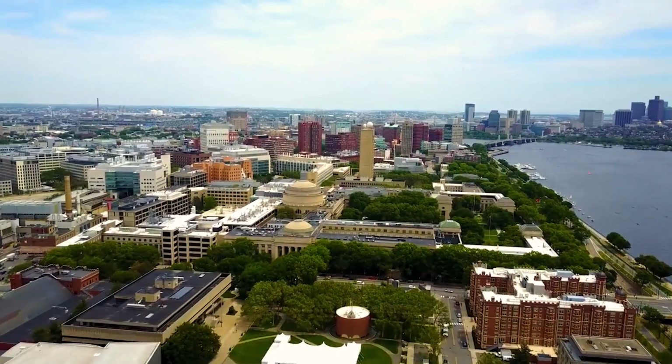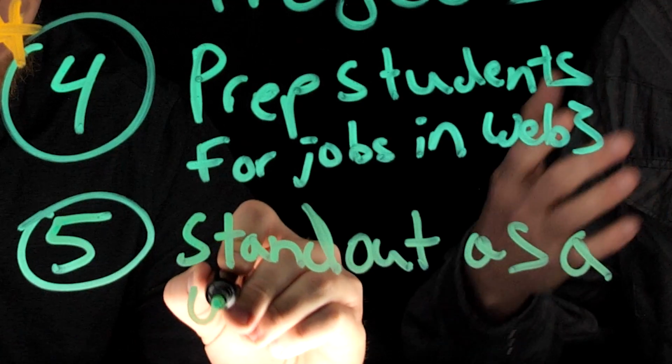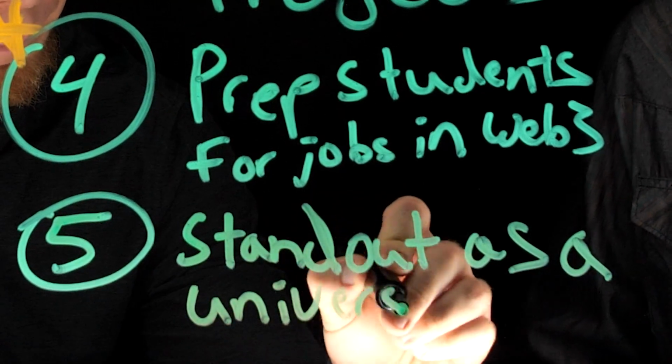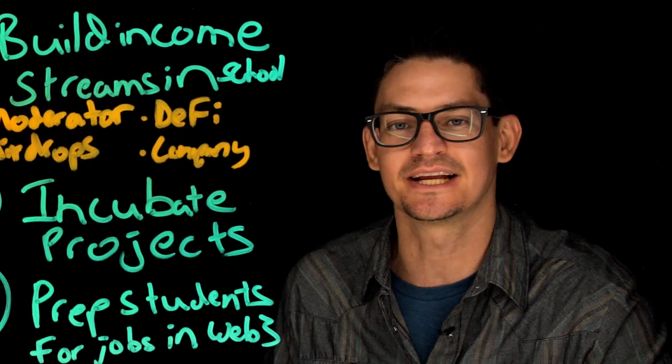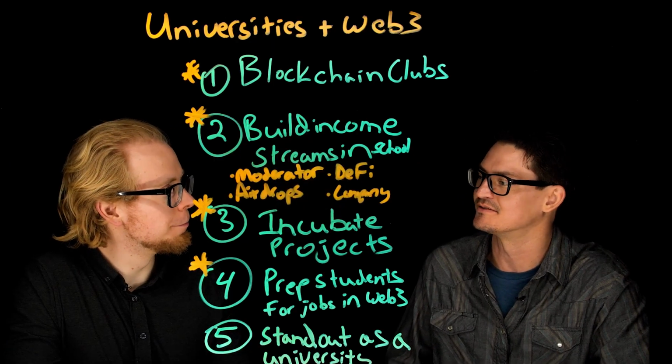Just like MIT is known for robotics and University of Miami is known for law, when you embrace this brand new industry, you're really carving out a niche to bring your name to a new stage and a new level that already isn't out there with other universities.